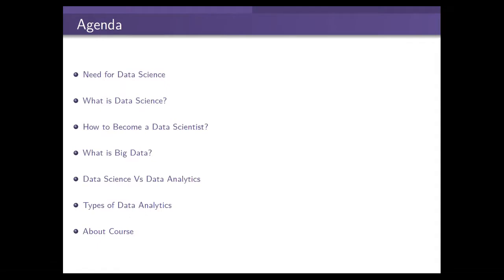What is the need for data science, what actually is data science, and how to become a data scientist? I mean, what are the qualities required for data science, the skills, and then what is big data, what's the difference between data science and data analytics, and what are the types of data analytics. And finally I'll talk about the course, the important contents that I'm going to cover in this course.